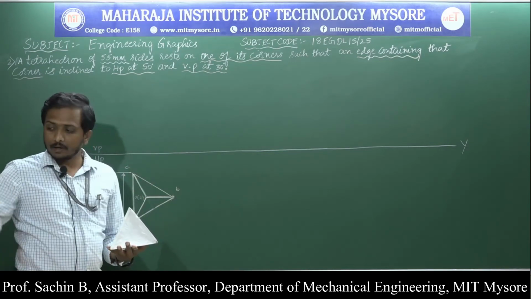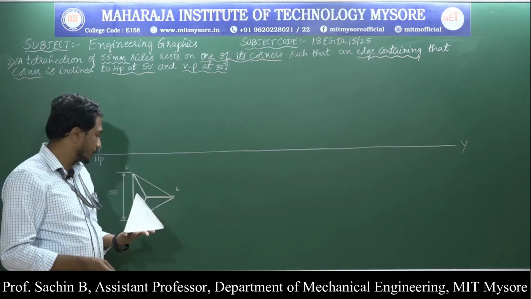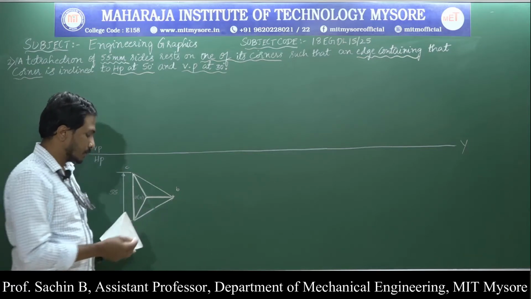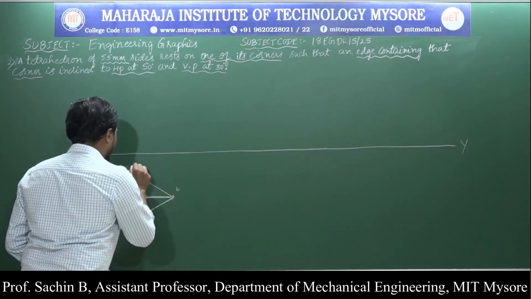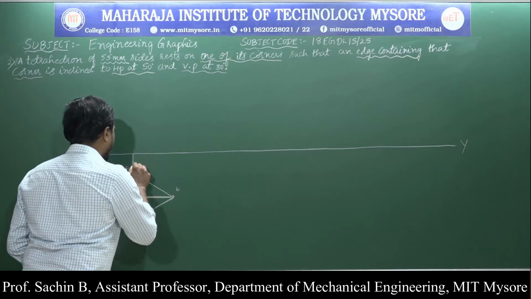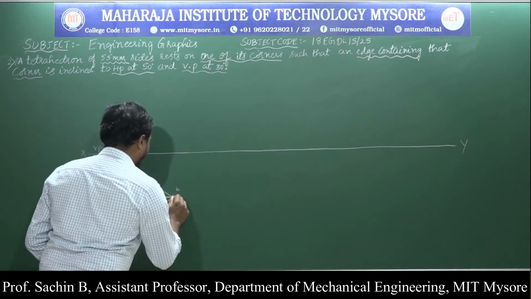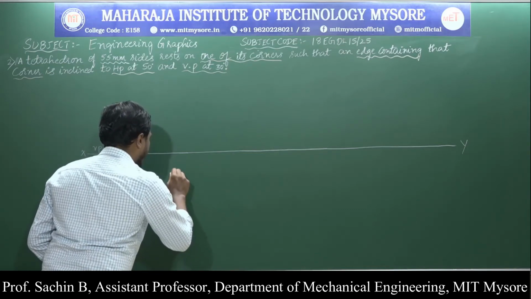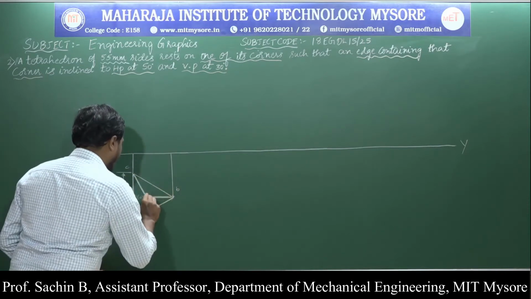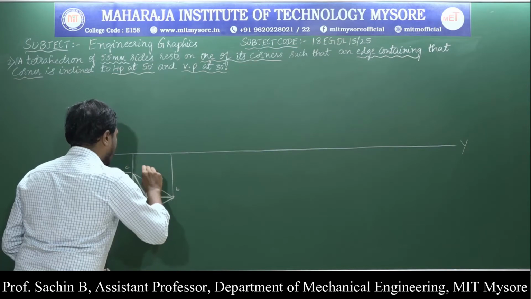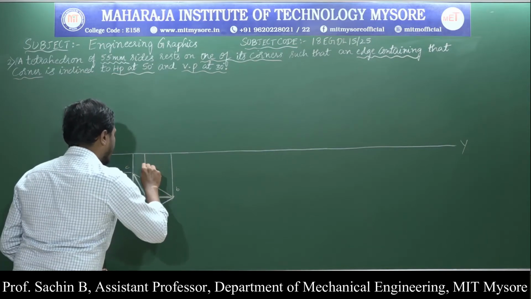Next I should draw the front view of the object. To draw the front view, I will draw the projection lines from the top view to the front view. One more projection line, and again one more from the axis, to get the front view of the object.